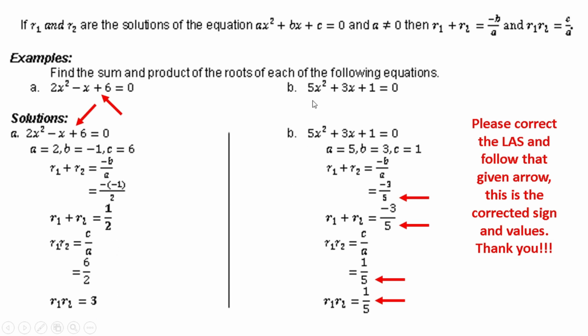So, for letter B, the corrected one, 5x squared plus 3x plus 1. Okay, so you have a is 5, b is 3, c is 1. For your last one, please check if the sign is correct or if I made a mistake there. So, for letter B, copy the negative, b is equal to 3, so copy the 3. Then a is equal to 5. So, negative 3 over 5. Then the product, c over a, is 1 over 5. Okay, so that would be the sum and the product of the roots.